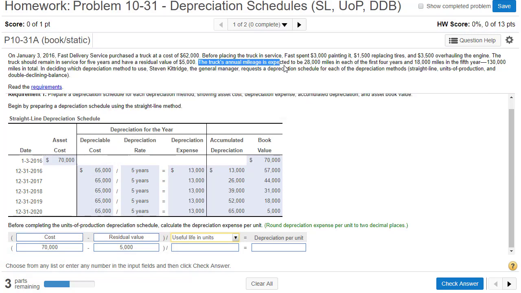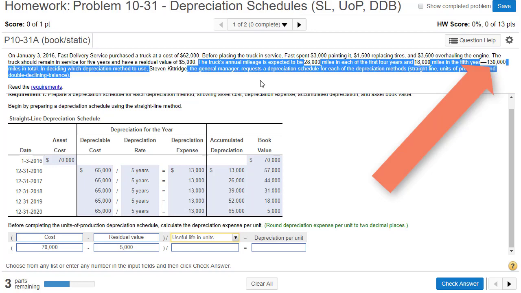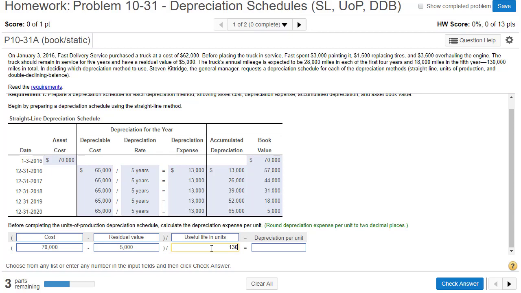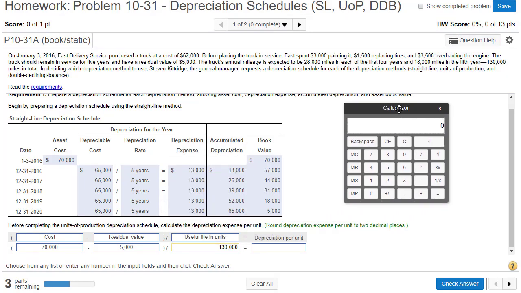Up here it says the truck's annual mileage is expected to be 28,000 for each of the first 4 years, and 18,000 in the 5th year, for a total of 130,000 miles. So we're going to divide by 130,000 miles. So let's see what that turns out to be. 70,000 minus 5,000, we got 65,000 divided by 130,000 equals 0.5, so 50 cents per mile.